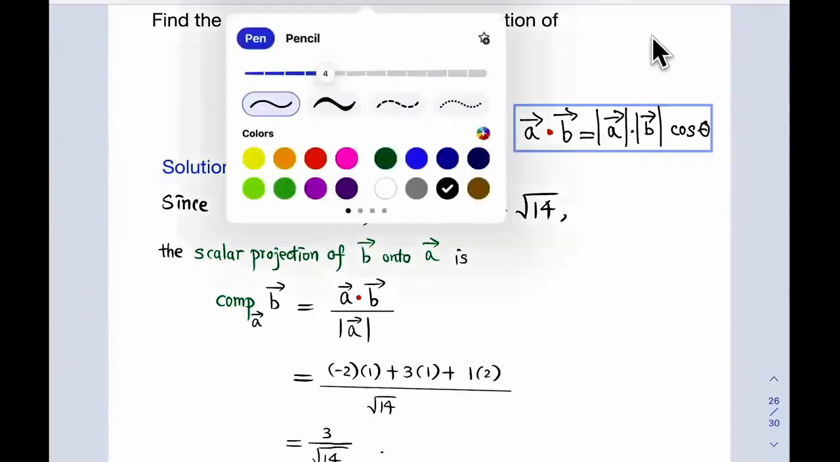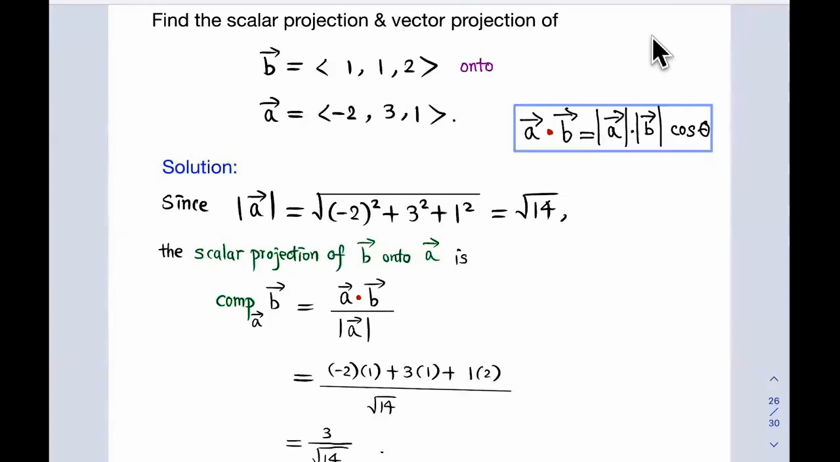So what is the component? What was the component of B onto this vector A? What does it equal to? You don't remember? That is equal to the magnitude of B and then times what? Cosine of theta, right? Okay. And what was the projection? The projection of that is just take this component and then dot it with the unit vector of A, right? Okay, let's put it down over here.